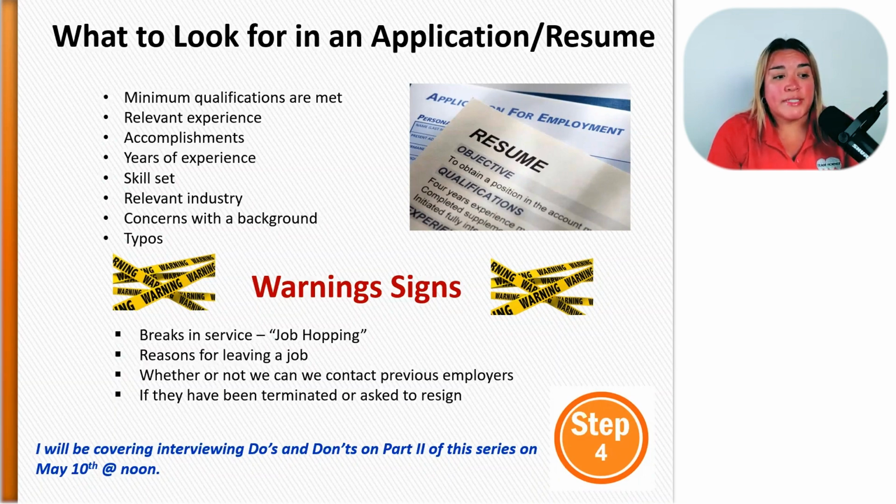You want to look at breaks in service or job hopping. You want to look at reasons why a person may have left a job and whether or not you can contact previous employers.